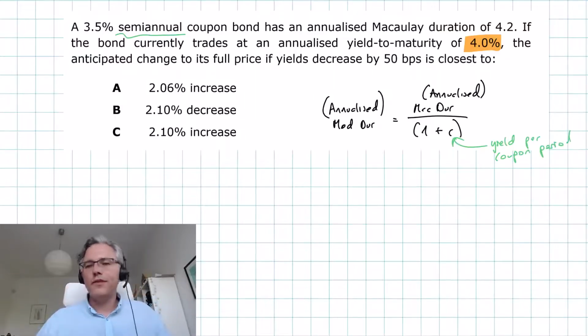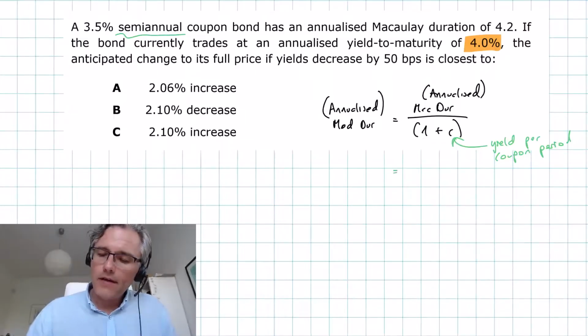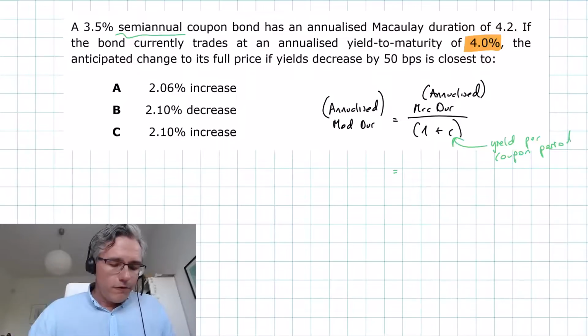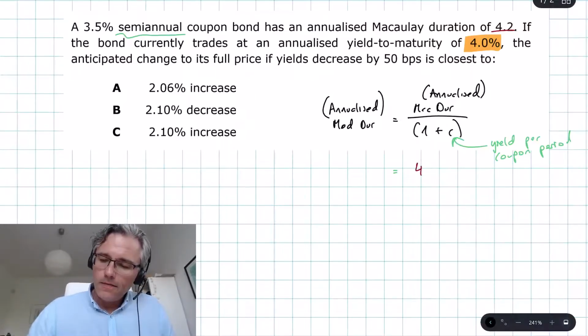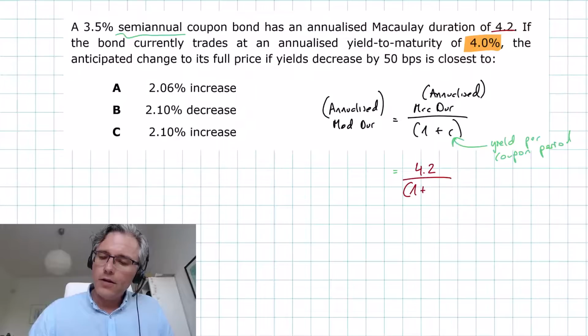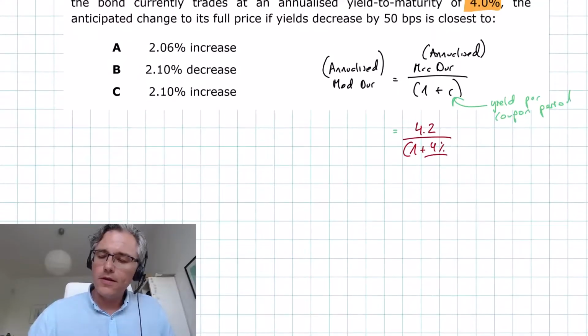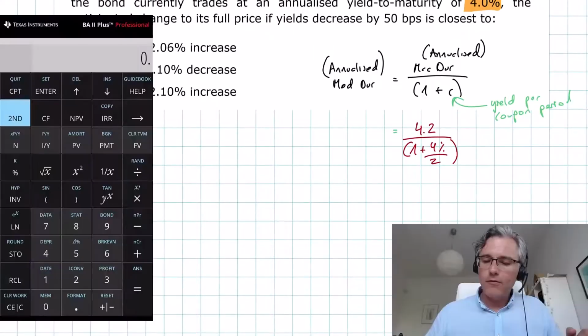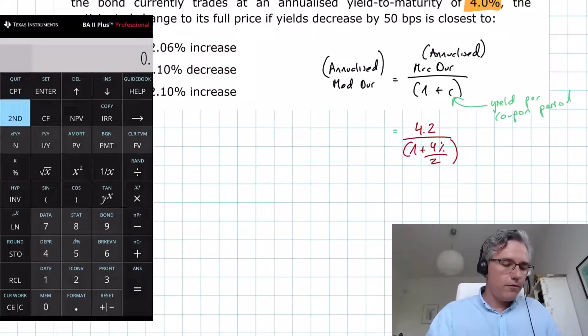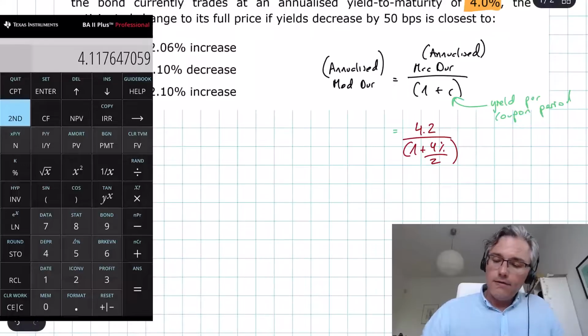In the previous video we had a very big yield, 60% annualized, which we scaled down to 30% per semi-annual coupon period. Here it's going to be less extreme, so we're going to have a Macaulay duration of 4.2 from up here that I'm going to divide by 1 plus, now take the 4 and scale it down by dividing by 2 to a semi-annual period, so 4% divided by 2. Let's see what we get on the calculator. 4.2 divided by 1.02 gives 4.